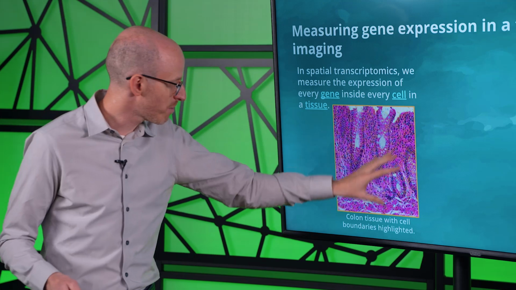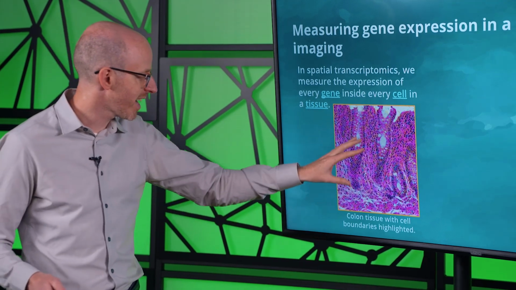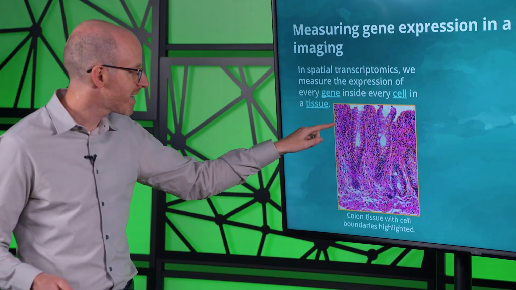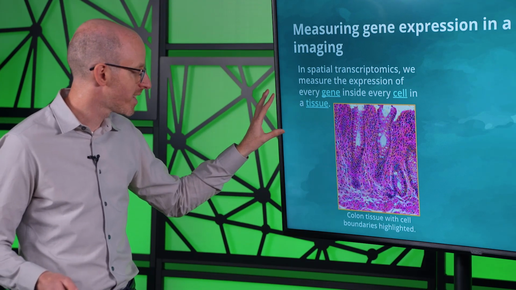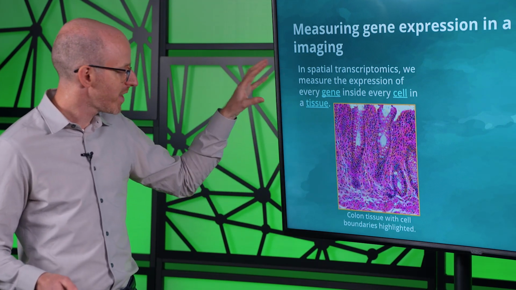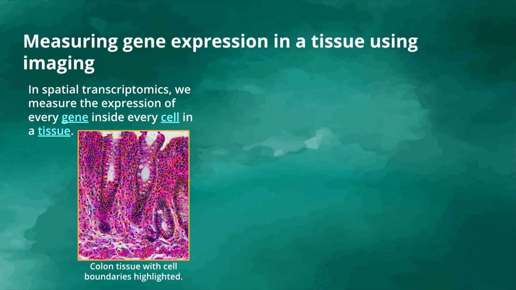So here I've taken a piece of colon tissue in the H&E stain, and I have outlined the border of every single cell in that tissue. And this is called segmentation. And inside these cells, I would like to say what genes are expressed and what genes are not expressed.